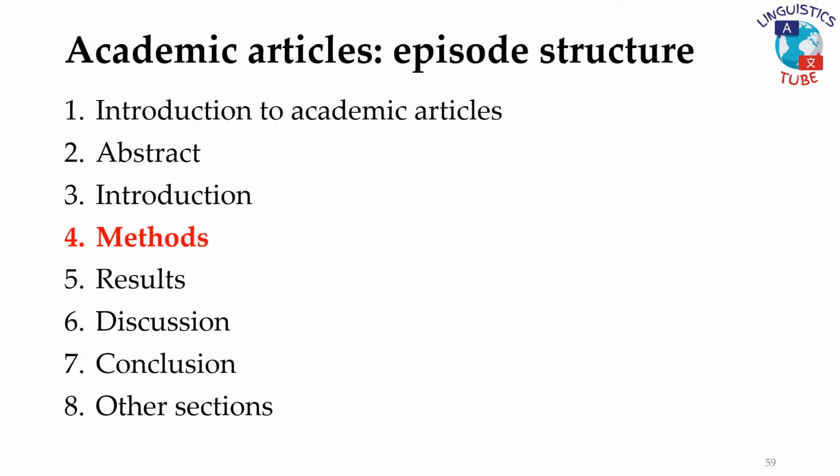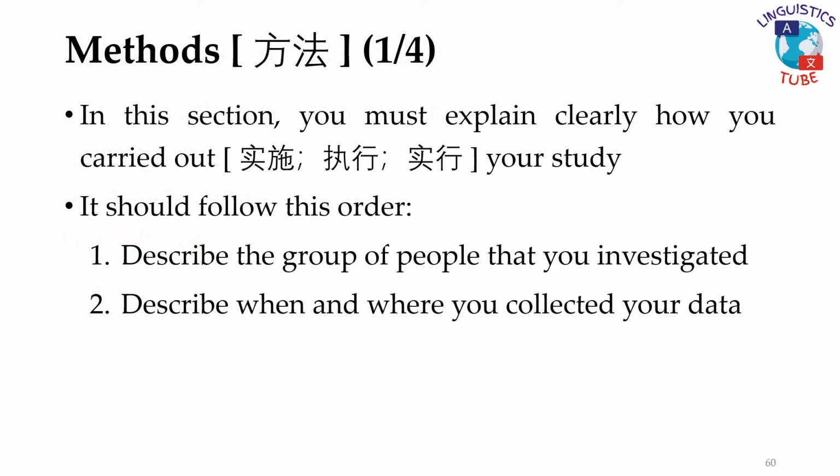Let's now discuss the third section of an academic article, the methods section. In the methods section, you must explain exactly how you carried out your study. You must do this in the most systematic, scientific, efficient, and descriptive style as possible. Therefore, you must avoid unnecessary explanation or colourful language in this section.